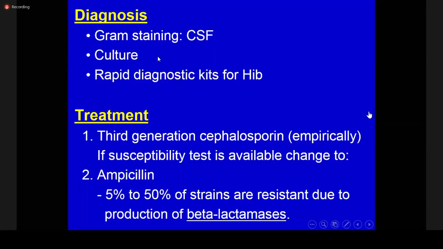Diagnosis: Gram stain of CSF, and culture we can also do; these are fastidious microorganisms, so you have to grow them on blood agar, for example. And there is a rapid diagnostic kit for Haemophilus influenzae, because we said this disease is rapid and can progress within 24 hours and the child will die. So there is a rapid diagnostic test which depends on serology, detection of the capsular antigen. You can take the CSF and see whether the Haemophilus influenzae type B antigen is present or not, which will give you the diagnosis in less than 1 hour or even less.